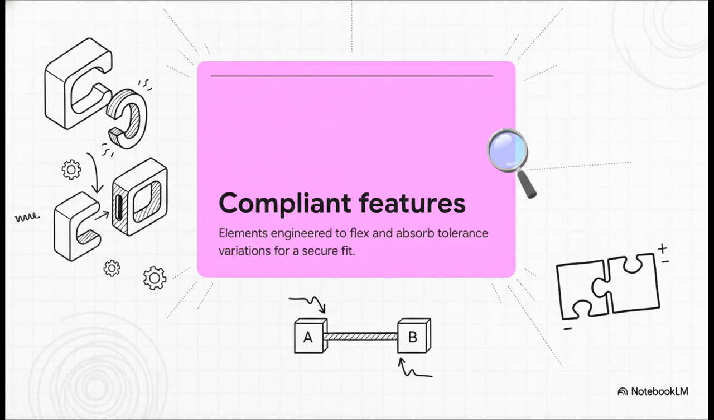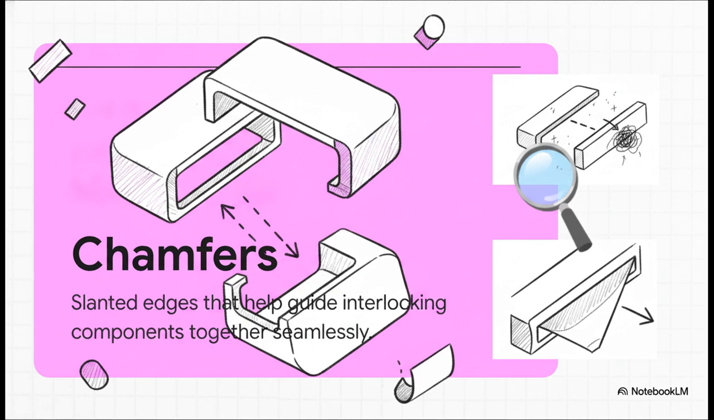Okay, so let's unpack this toolkit. First up, we have compliant features, which are just a really elegant solution. These are design elements engineered specifically to flex and absorb tolerance variations. So instead of hoping two rigid parts just magically line up perfectly to the micrometer, you engineer one of those parts to yield just a tiny bit. It beautifully absorbs any of those minor printing inaccuracies we talked about earlier, making the parts click together securely and flawlessly every single time.